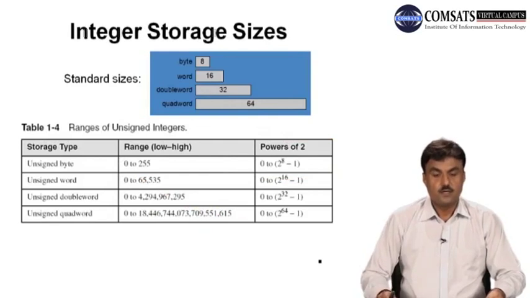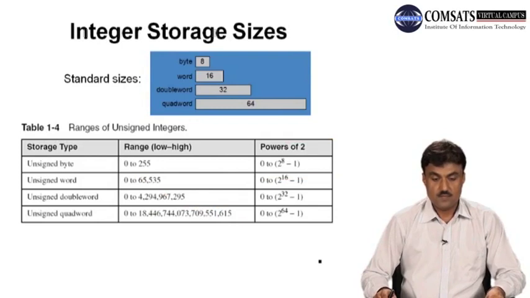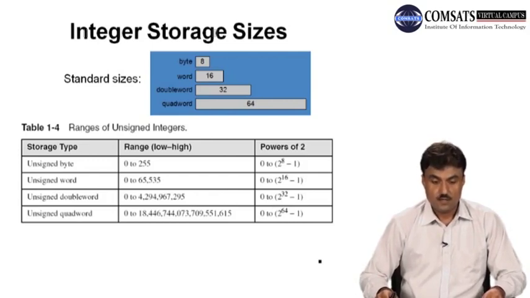So in this slide we will see the storage sizes. In a computer, all these numbers are being stored. Like we have the standard size of byte. This byte is 8 bits. Then we have word size. Word is usually 16 bits. And there are other sizes for the word, and the notations are different. Like we have double word and we have quad word. For double word, size is 32 bits and quad word is 64 bits.